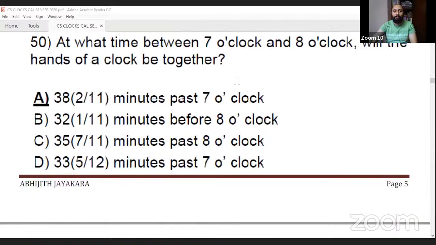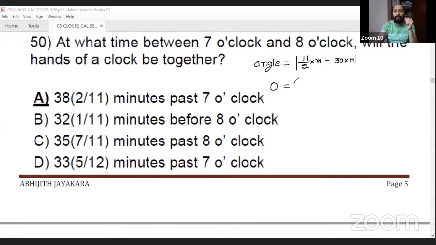Hope you can remember. At what time between 7 o'clock and 8 o'clock will the hands be together? So again, together means what? What is the meaning of together? Coincide. The word is coincide. Again, we will be using the shortcut formula. What is the shortcut formula, people? Angle is equal to modulus of 11 by 2 into minutes minus 30 into hours. Are you getting it, people? Modulus will be there. The angle is 0 degree.